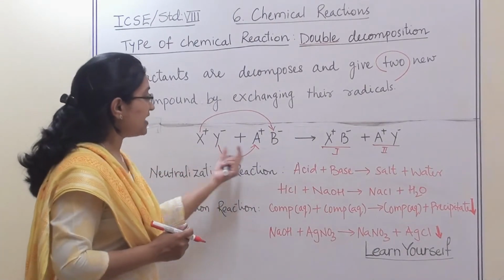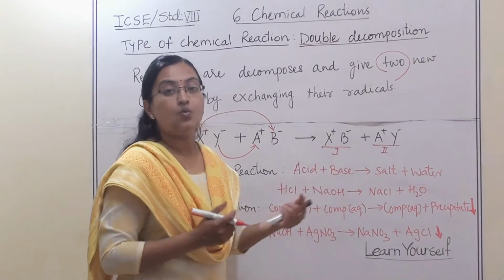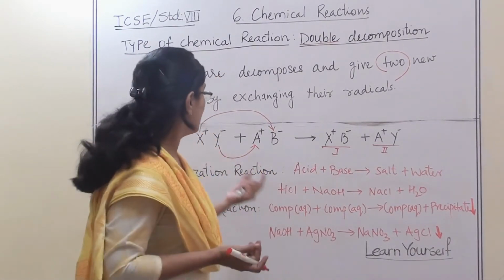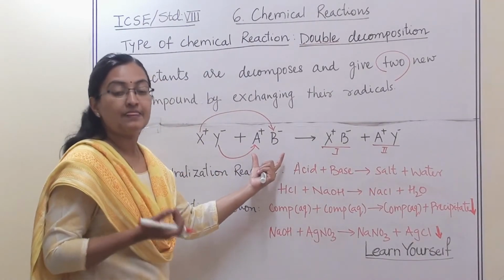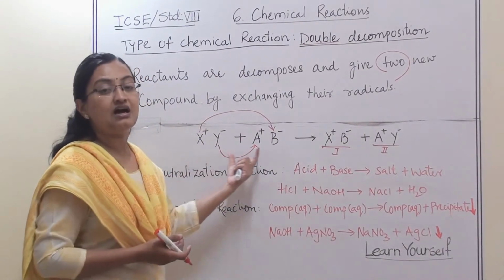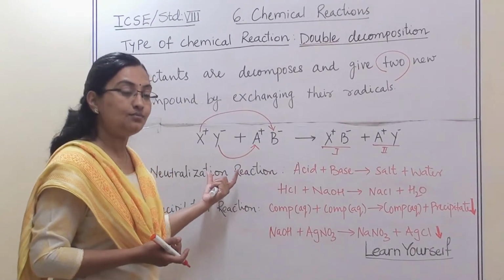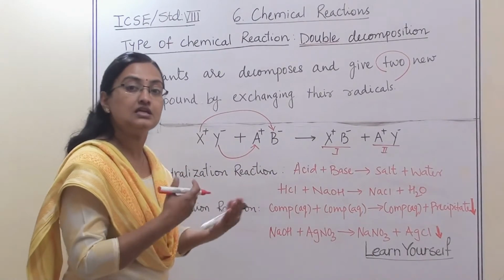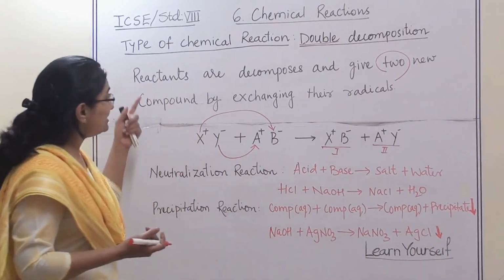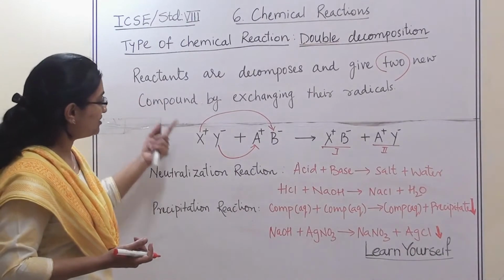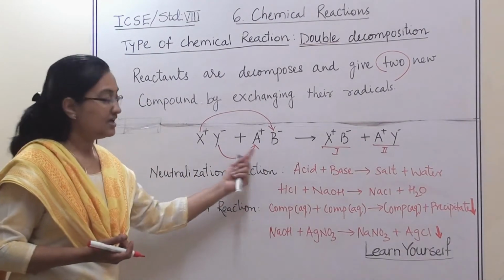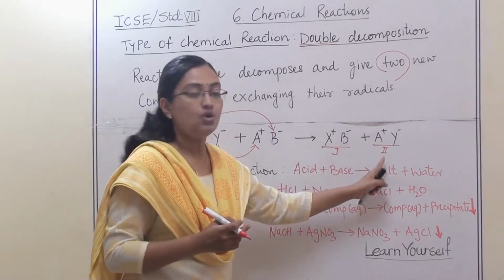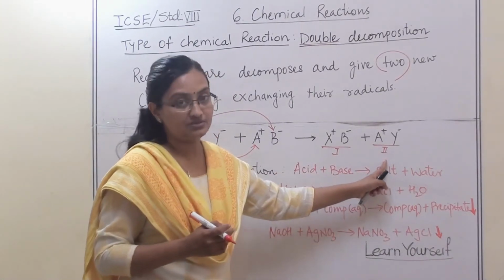How? Earlier it was XY, now it is XB. When we are breaking the reactant, it is known as decomposition. So they both are decomposed by exchanging their radicals with each other. So in a double decomposition reaction, there will be two reactants, they both will exchange their radicals, and we will get two new compounds.